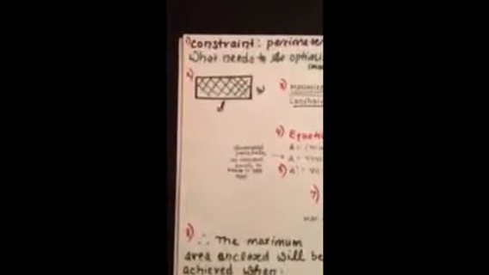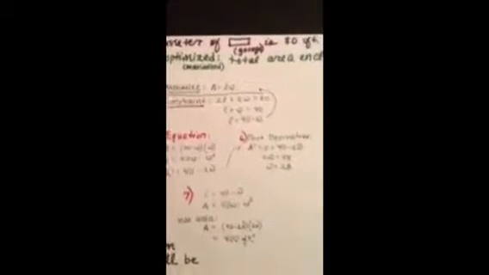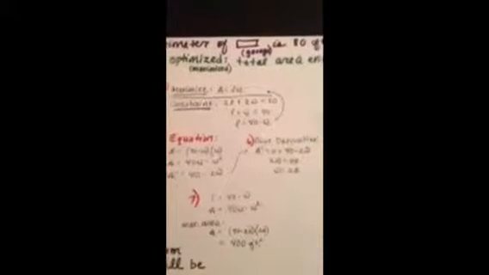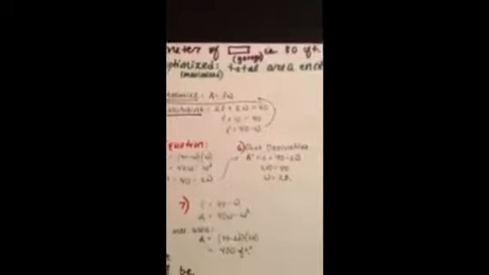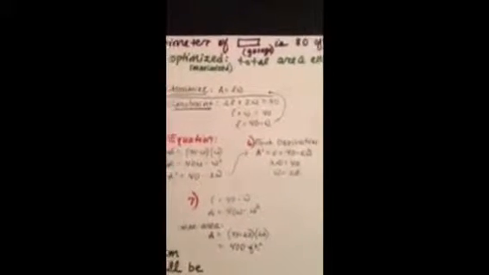What needs to be optimized is the total area enclosed by the fencing. Looking at this picture, you can tell that the length is one side and the width is the other side. You're trying to maximize the area, which is length times width. The constraint is 2L plus 2W equals 80, because that's the perimeter, and 80 is the amount of fencing you have to work with. Solving that in terms of L, you get L equals 40 minus W.